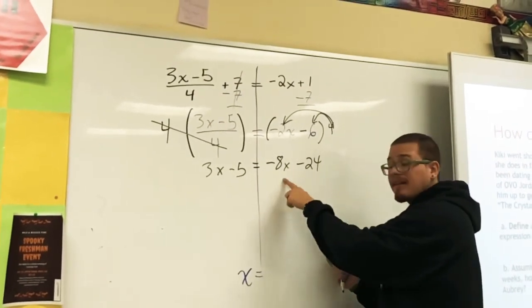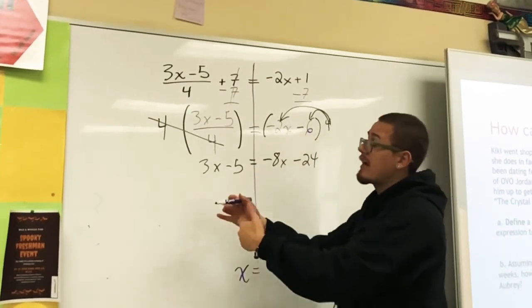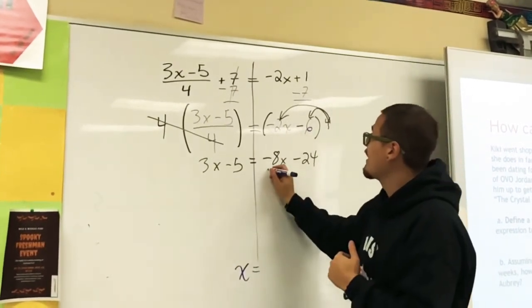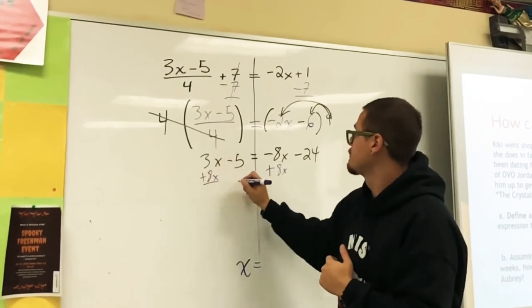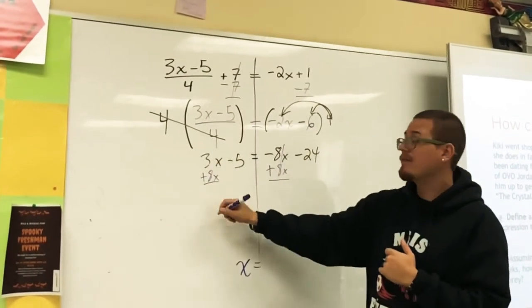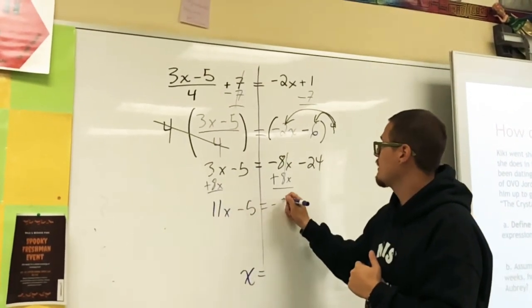Now, if I follow what I said last time and I move the smaller variable, I'm going to move the -8x because that's going to clear out my negatives. So to move a -8x to the other side, I got to add it. That's the opposite. So I'm going to add 8x to both sides. That's going to make an 11x minus 5. That's equal to negative 24.